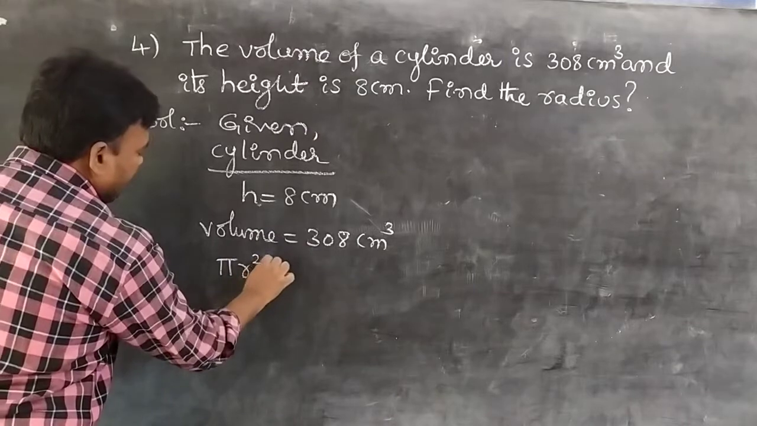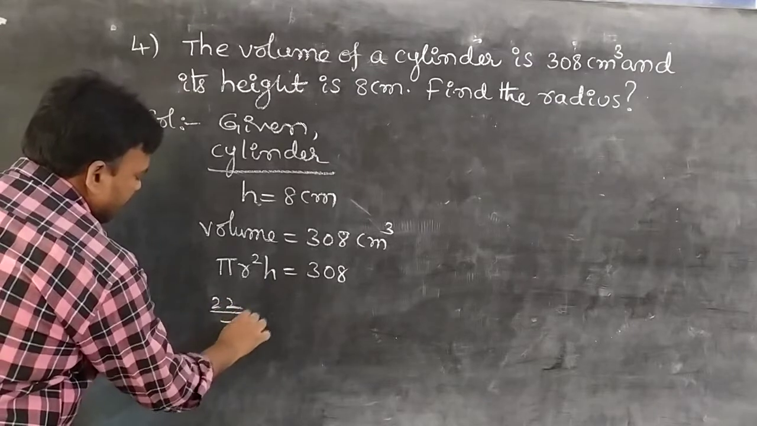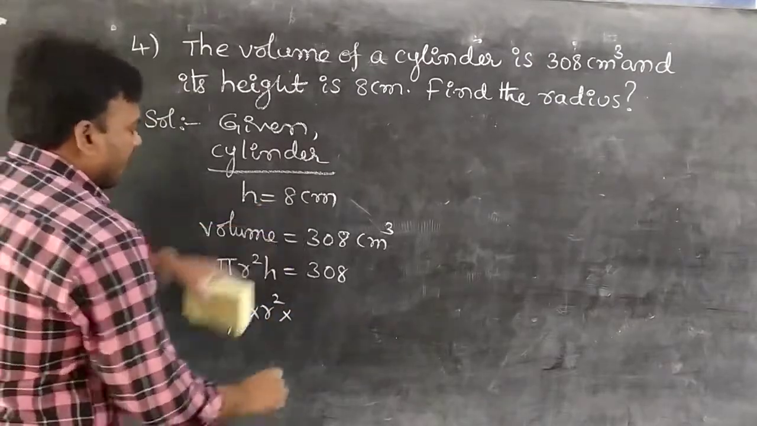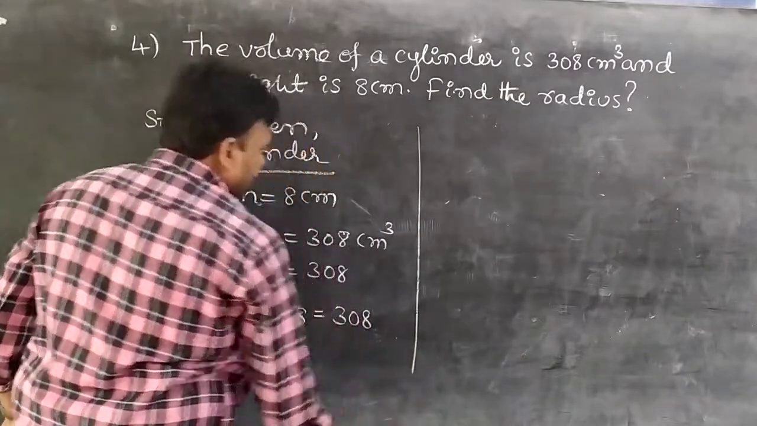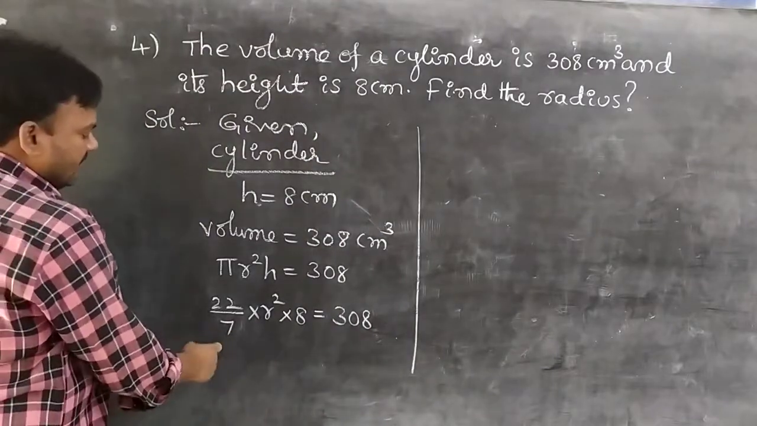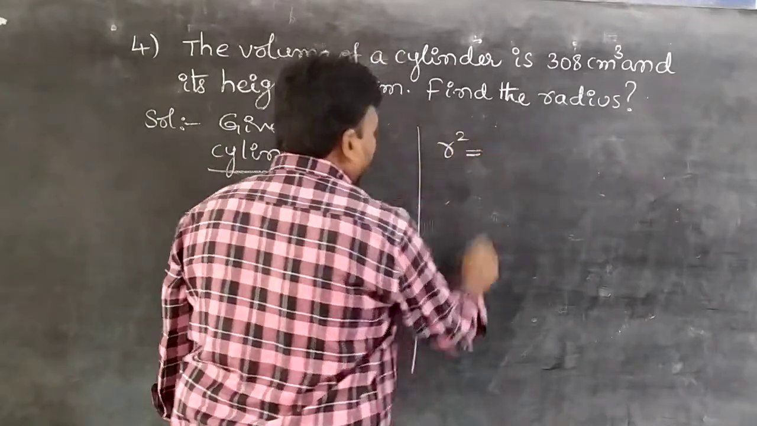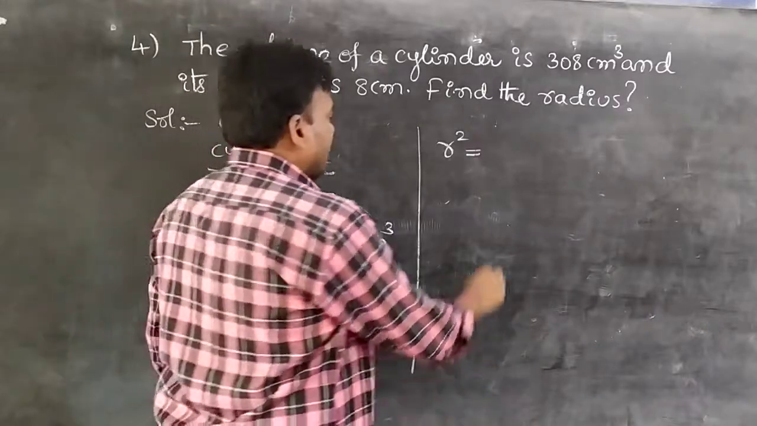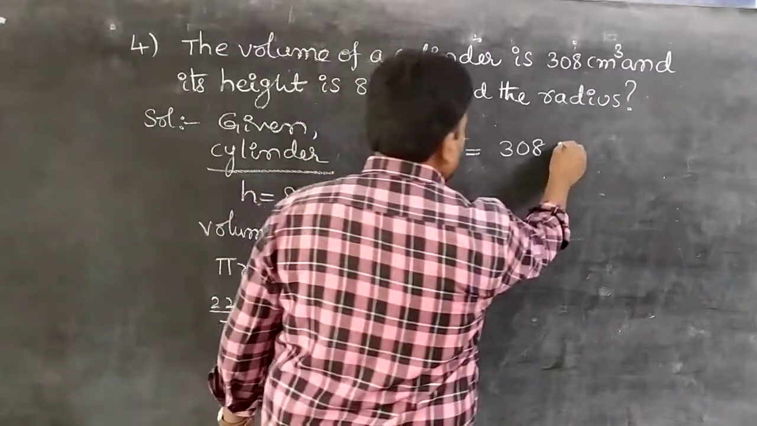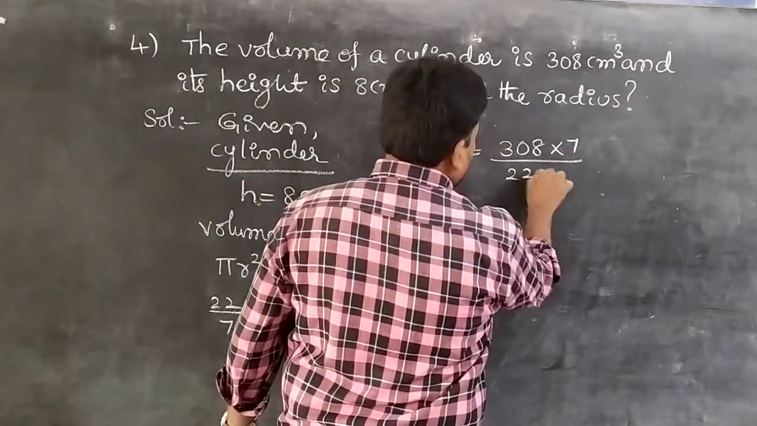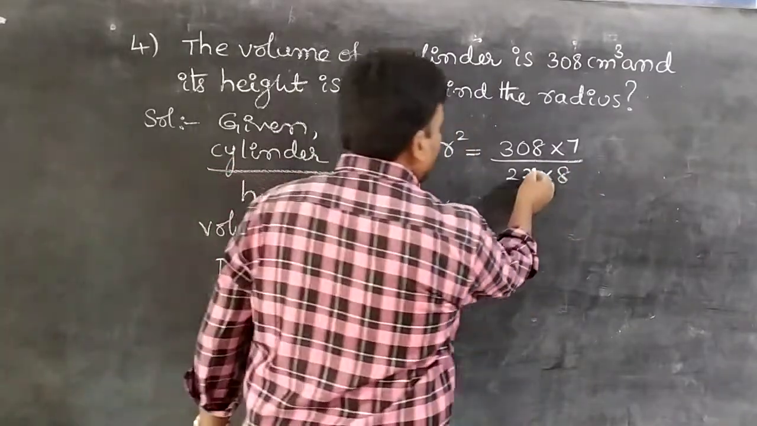So what is the volume of a cylinder formula? Pi r square h equal to 308. What about the pi value? 22 by 7 into r square into h value 8 equal to 308. So observe carefully here. Cancellation. These values both transfer to the right side, students. Then r square equal to 308. This 7 transferred to the other side becomes divisor, 7 by 22 into 8. 22 also transferred becomes divisor, 8 also divisor, friends.